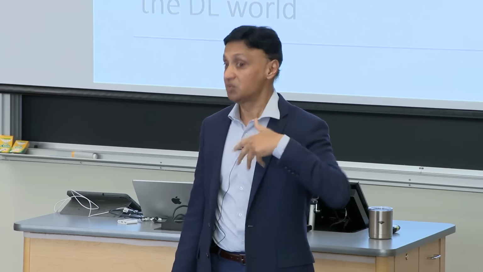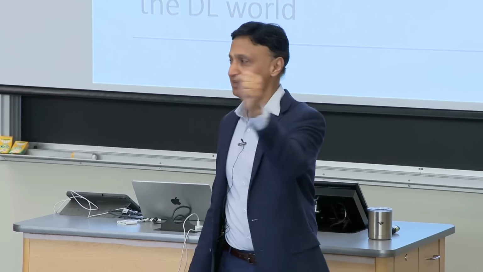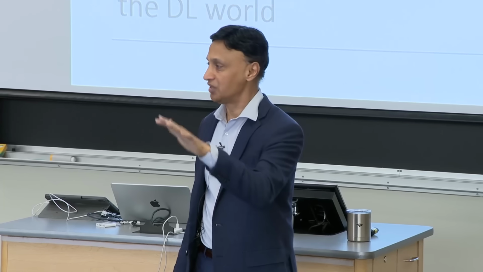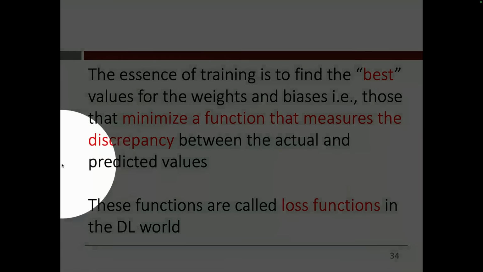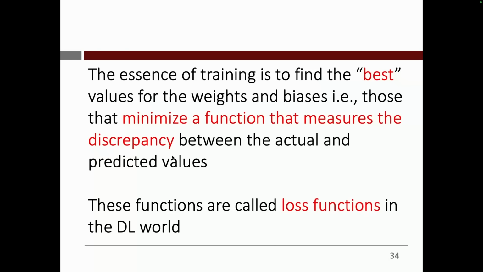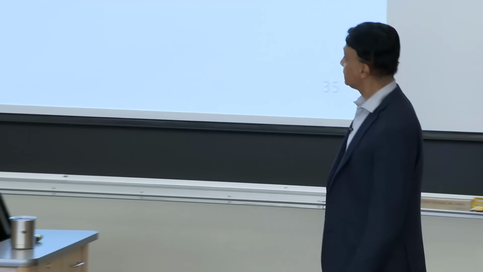That's why I use the word discrepancy as opposed to error, because when I say error, you might be thinking of something like predicted minus actual. That's too limiting. So we define a function that captures the discrepancy between the actual and the predicted values, and these functions are called loss functions in the deep learning world. In every paper you read, you will find interesting loss functions. There are hundreds of them, and enormous research creativity goes into defining them.